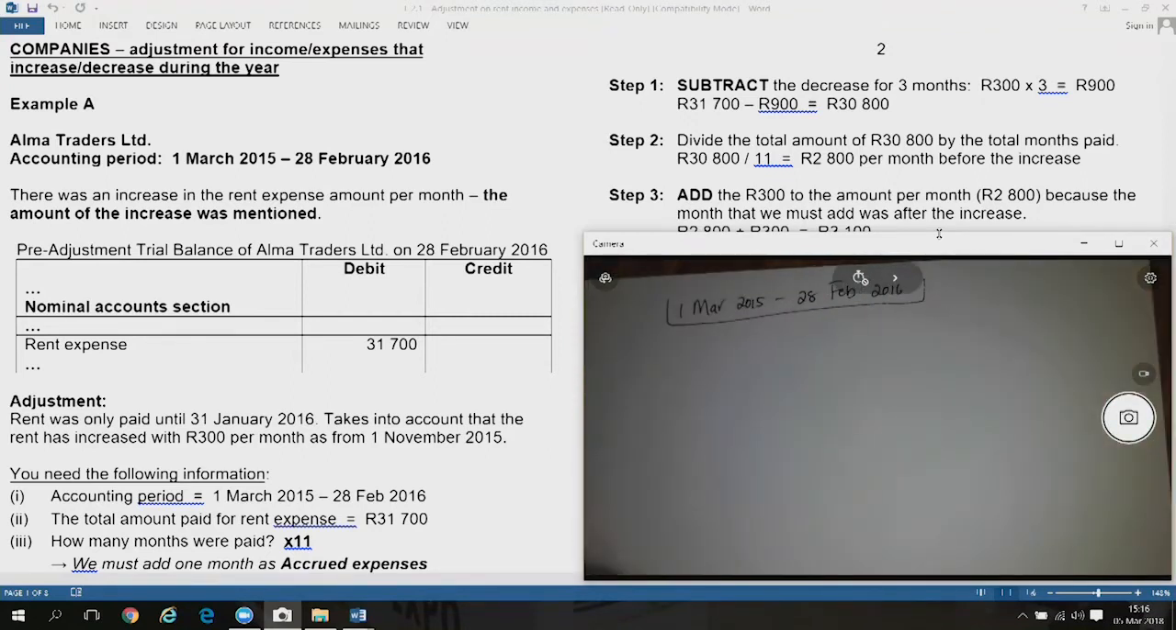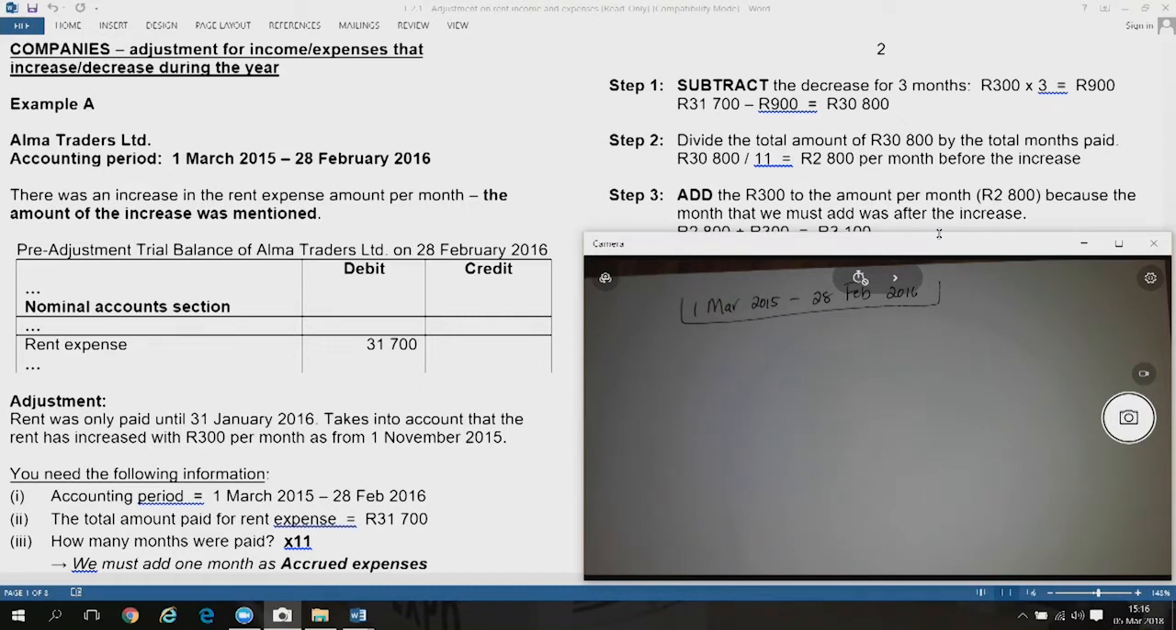Okay, so for example A, there was an increase in the rent expense amount per month. The amount of the increase was mentioned. I've got in the pre-adjustment trial balance, rent expense as 31,700, and the adjustment was rent was only paid until the 31st of January 2016. Take into account that the rent has increased by 300 Rand per month as from the 1st of November.